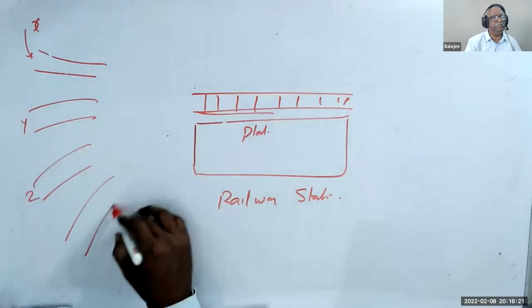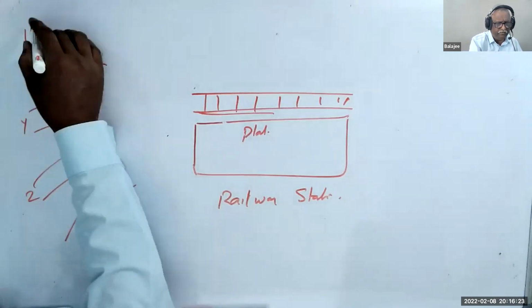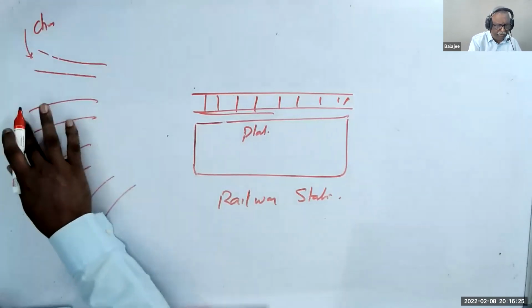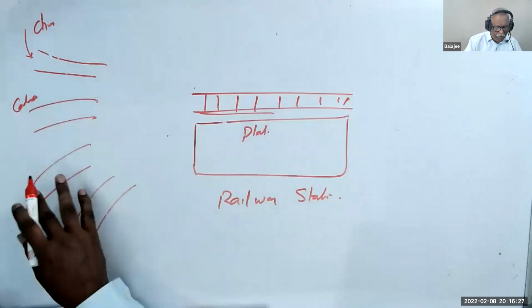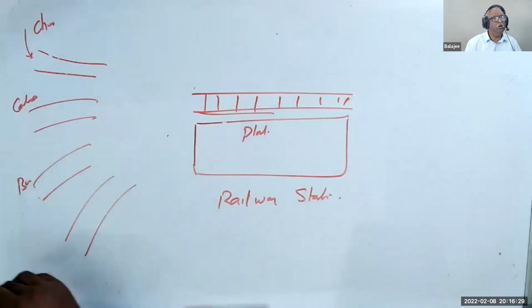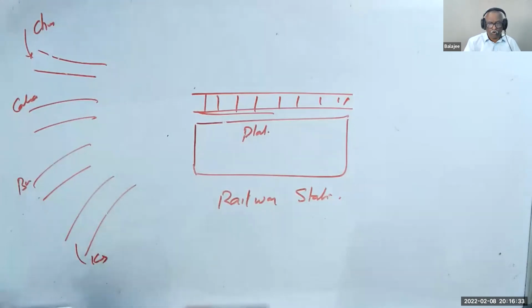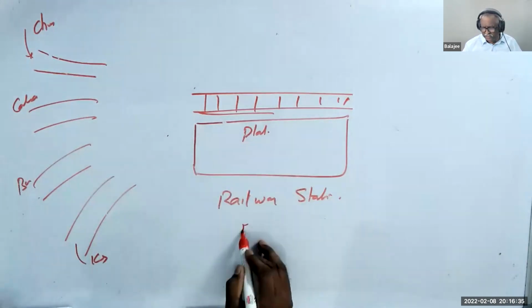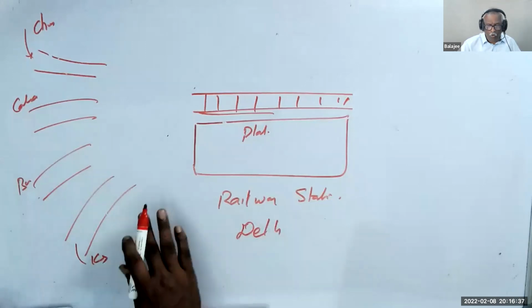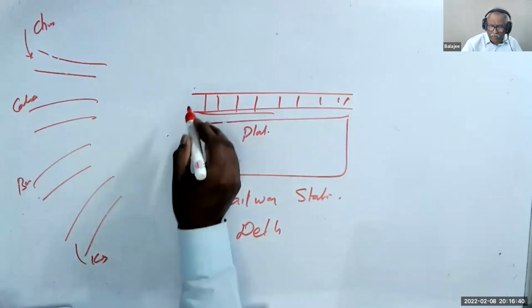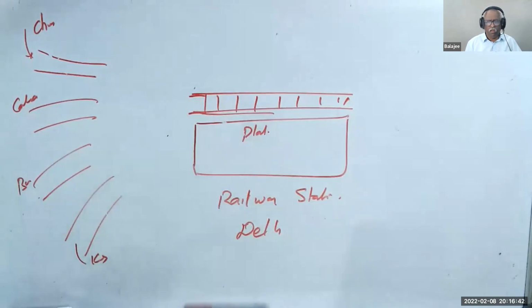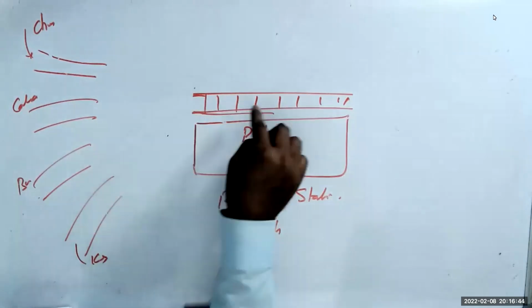Various places. Let us say, one could be coming from Chennai. One could be coming from Calcutta. One could be coming from Bombay. One could be coming from Kashmir. So many things are coming to Delhi. This is a Delhi station. Now, what happened? Here, there'll be only one platform.